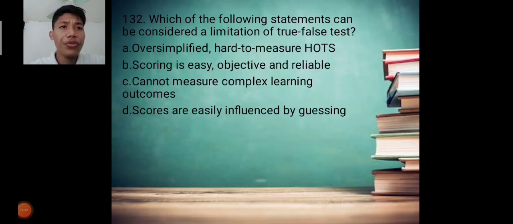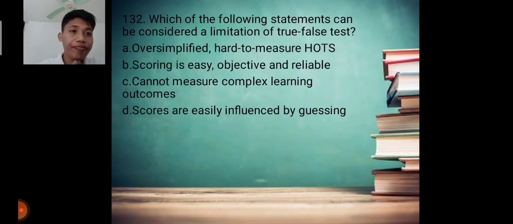132. Which of the following statements can be considered a limitation of true or false test? A, oversimplified, hard to measure HOTS. B, scoring is easy or objective and reliable. C, cannot measure complex learning outcomes. D, scores are easily influenced by guessing. So the correct answer is scores are easily influenced by guessing.